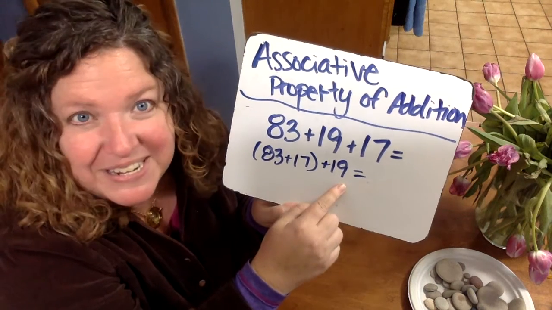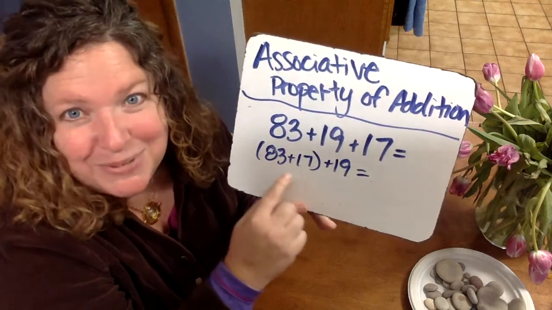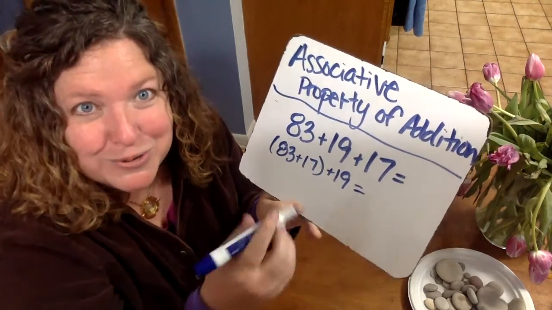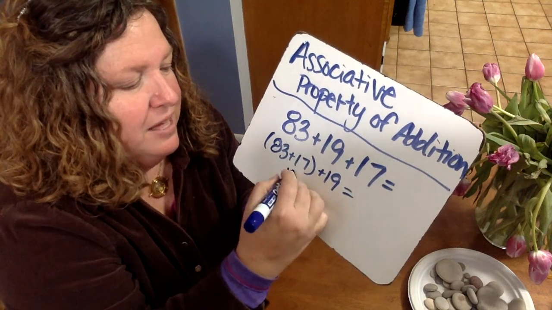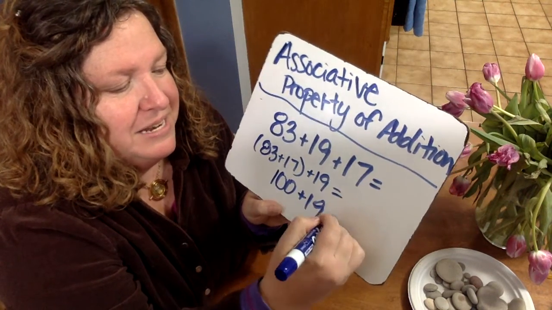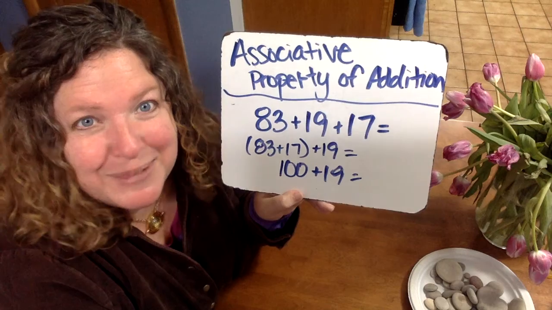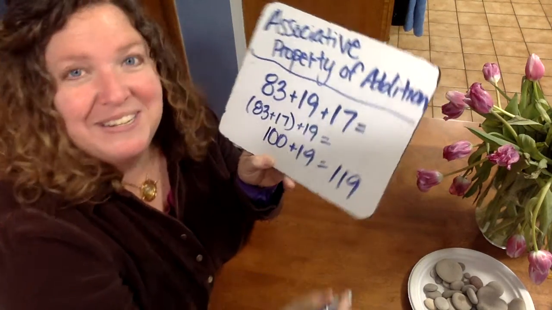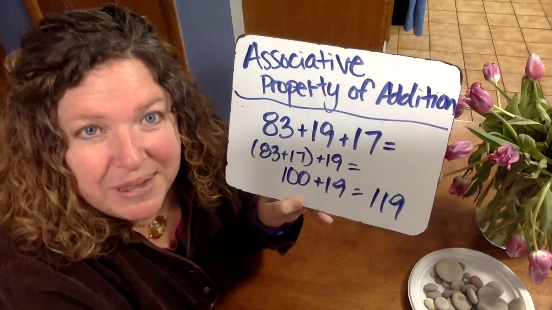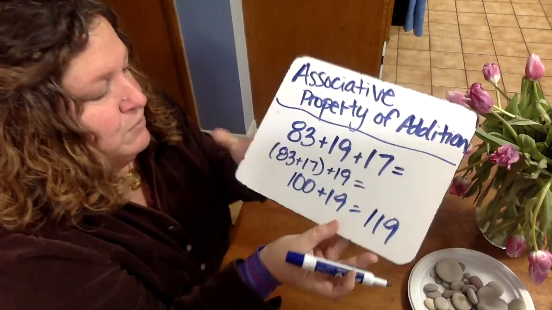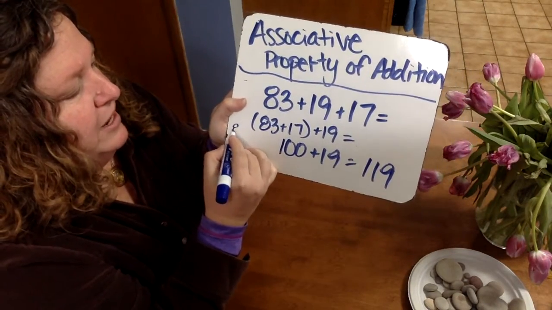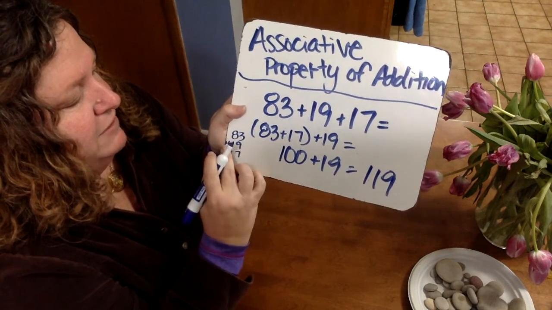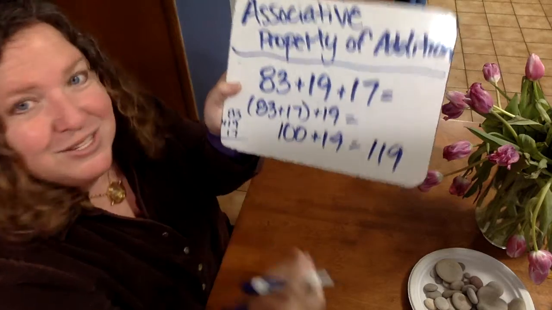83 plus 17 together, plus 19. 83 plus 17 is 100. So now I've got 100 plus 19. Well, I can do that in my head, and I bet you can too. 119. Now, you might have said, oh, well, okay, but I'm really good at doing this. I'm really good at doing 83 plus 19 plus 17 and finding the answer.